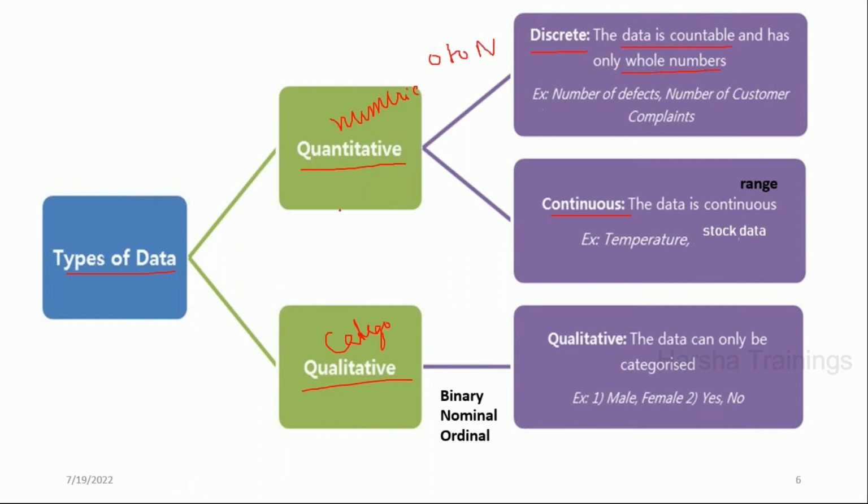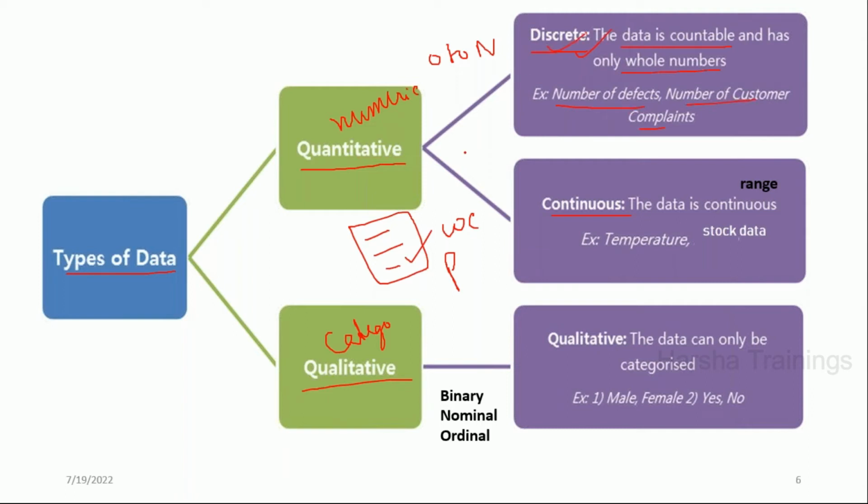Now, for example, if I write a program, it may take some number of lines, which we call LOC, lines of code. If I compile the program, I will get some number of errors. That is called discrete. Or I have bought a product and the product is causing some errors, so I make some complaints. That is also an example of the number of customer complaints. It also comes under discrete.